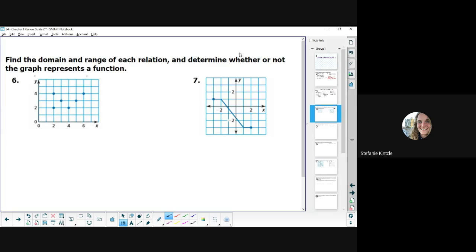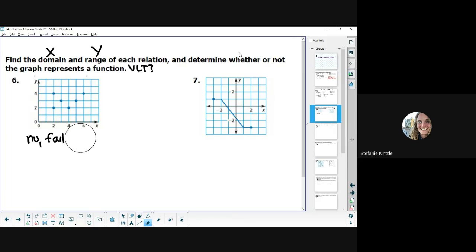Find the domain and range of each relation. Remember, domain is x, range is y. The reason they said relation is because they might not be functions. They might be, but they might not be. And determine whether or not the graph represents a function. So let's do that part first. Really we're checking, does it pass the vertical line test? Meaning, does every input have exactly 1 output? So does this one pass the vertical line test? No. So it's not a function because it fails the vertical line test.